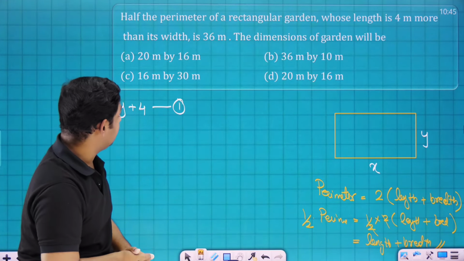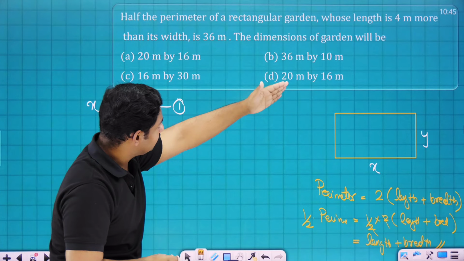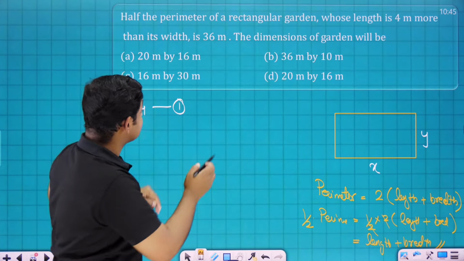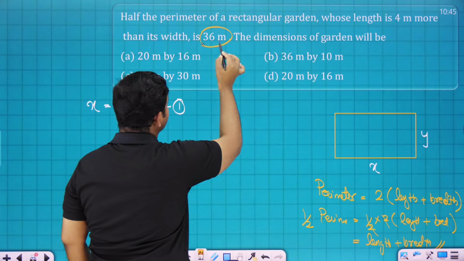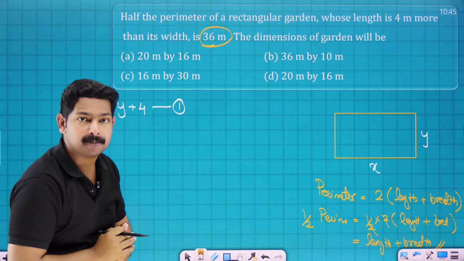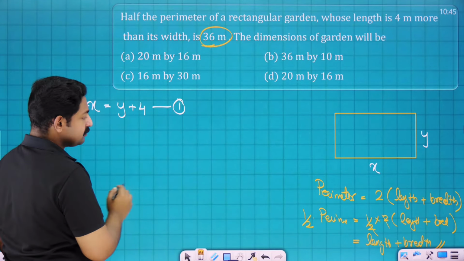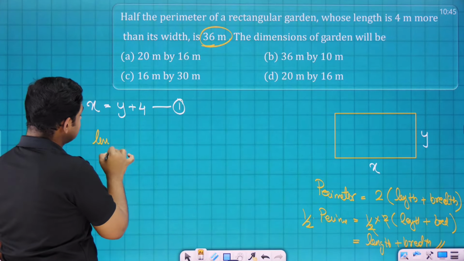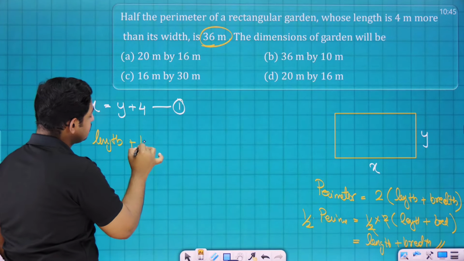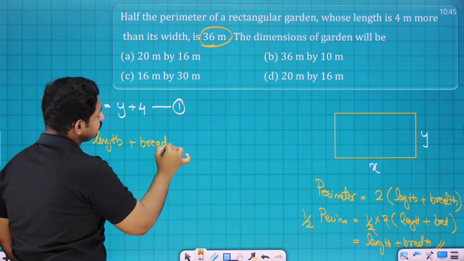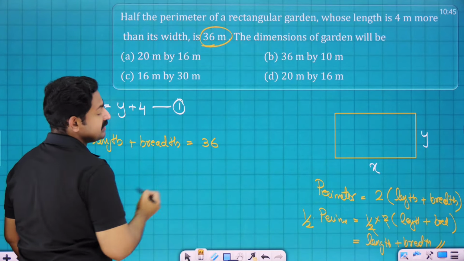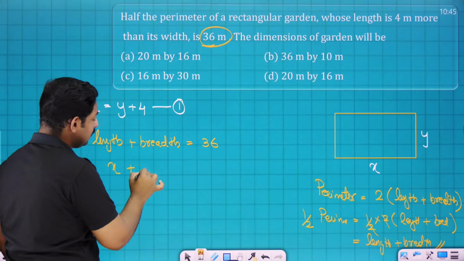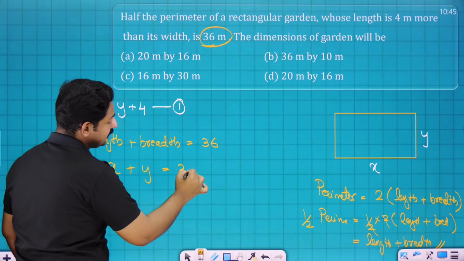Okay. So half the perimeter of a rectangular garden whose length is 4 meters more than its width is 36. That's what is given. So half the perimeter is 36 means length plus breadth is equal to 36. Now what is taken as length? Length is x and breadth is y. So x plus y is equal to 36.